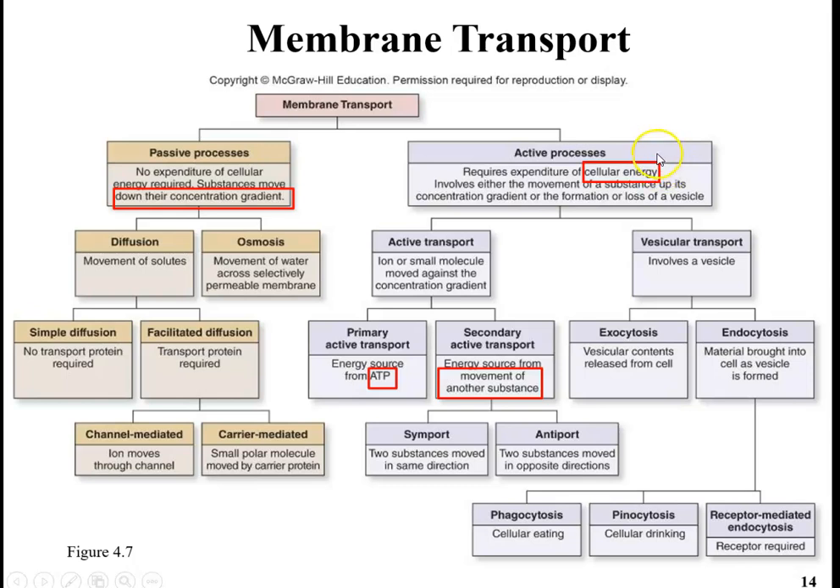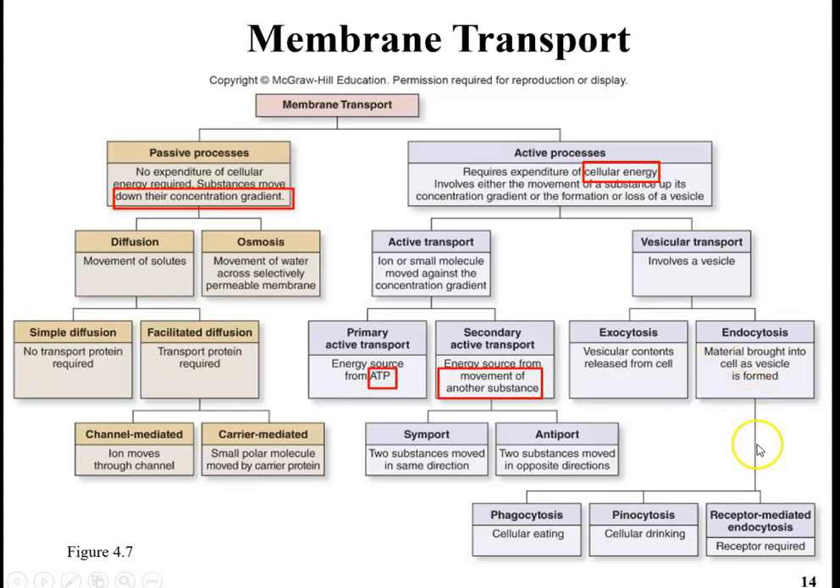Back to the top, active processes. Let's talk about vesicular transport. This involves a vesicle forming. So you can either have exocytosis, where vesicular contents are released from the cell, or you can have endocytosis, where material is brought into the cell as a vesicle is formed.